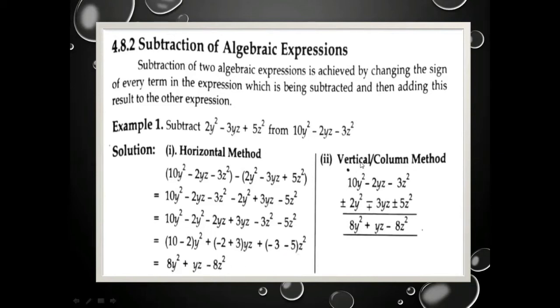Now come to the vertical or column method. We write our polynomial as we have done in the addition section. We write it and then write down the second polynomial by taking like terms like this. A very important point is that we change the sign of the second polynomial. Why do we change the sign? Because, follow in the horizontal method, the second step.